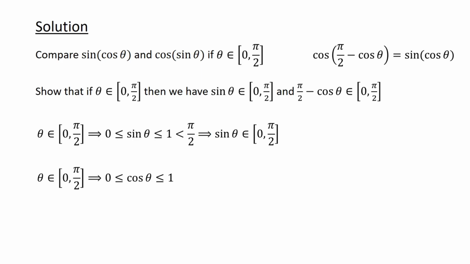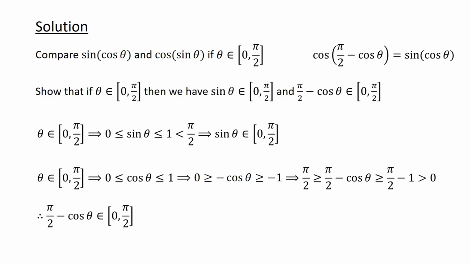Next, let's consider pi over 2 minus cosine theta. If theta is in the closed interval from 0 to pi over 2, then we have 0 is less than or equal to cosine theta, which is less than or equal to 1. Multiplying the inequality by minus 1, and then adding pi over 2, we obtain pi over 2 is greater than or equal to pi over 2 minus cosine theta, which is greater than or equal to pi over 2 minus 1. Since pi over 2 minus 1 is positive, therefore pi over 2 minus cosine theta lies in the closed interval from 0 to pi over 2.